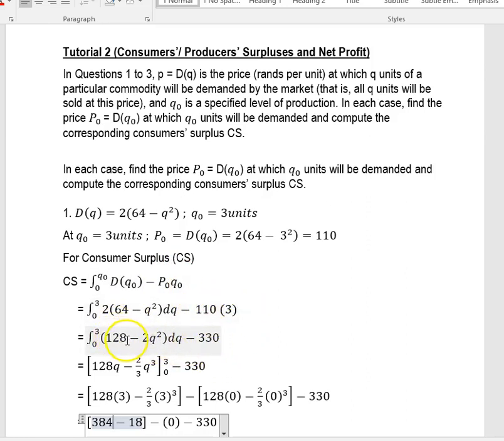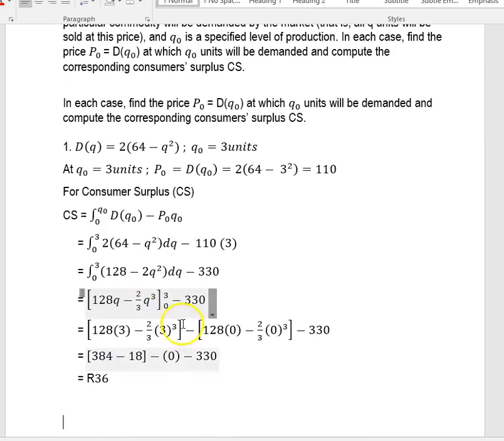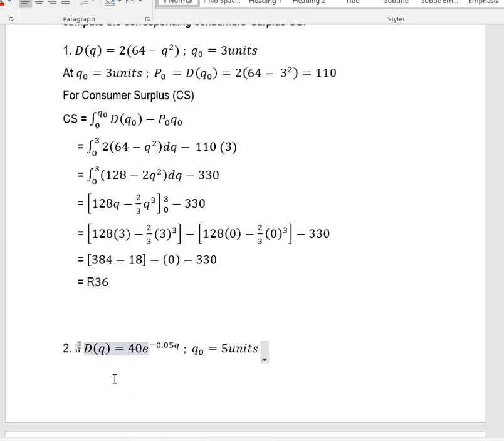Let's integrate now. If you integrate that, it gives you 128Q. Add 1 to that, it gives you 3. Divided by 3 gives you that. At this junction, you can now substitute 3 for Q there. That's it there. You substitute again 0 for Q. You subtract the two answers. And the answer you get again, you subtract 330. And that's it there. So the answer we have there is 36 Rand. That is our consumer surplus.